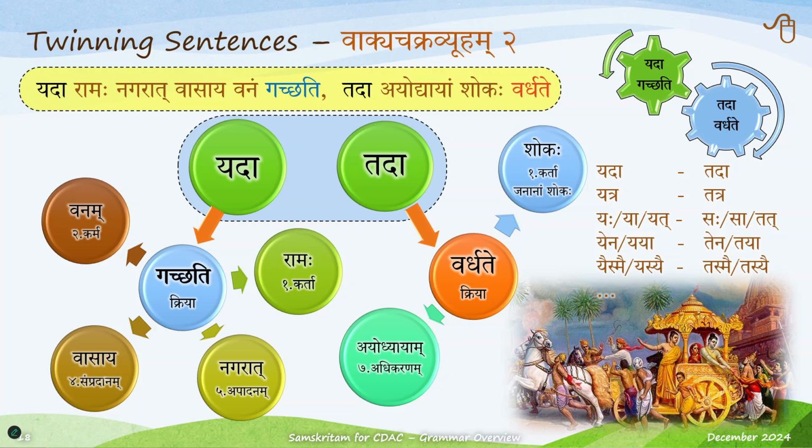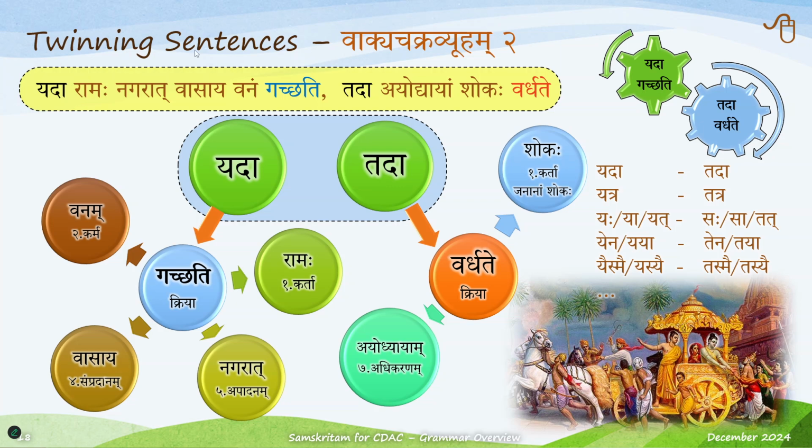How two sentences, or what we can call twinning sentences, occur in Samskritam, or even larger ones. There are techniques of combining. Usually there will be some cause and effect relationship when we do such combinations. That's the only reason why we try to combine.